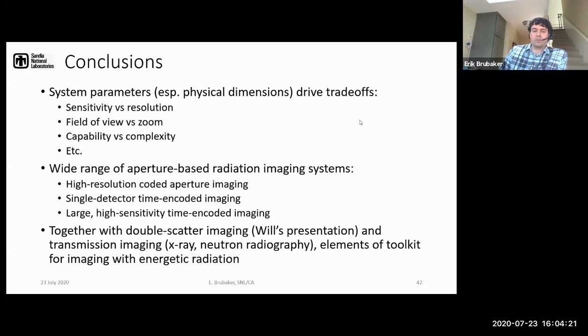I also work on double scatter imaging, and I also am interested in transmission imaging. So I would in no way say that these aperture techniques are better in some way, but together with double scatter imaging and transmission imaging, which we haven't talked about at all, these are part of a toolkit that we can pull different concepts out of to image energetic radiation.